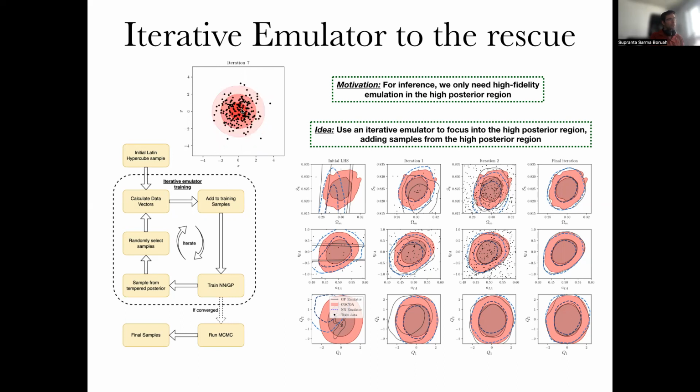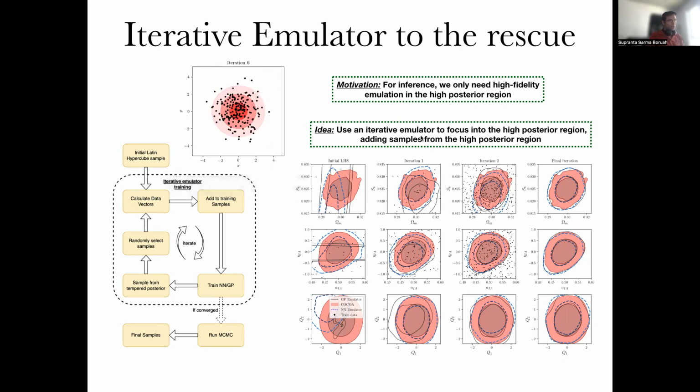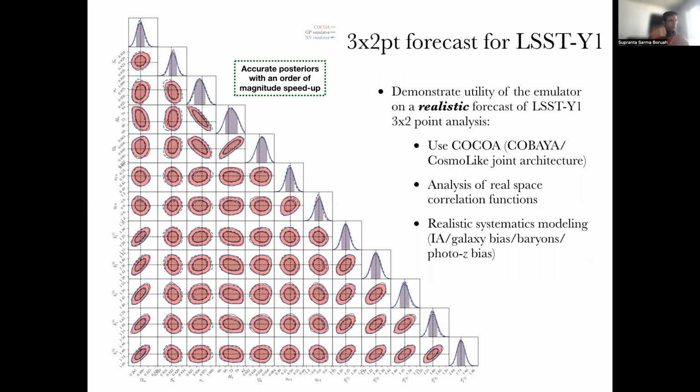Iteration 0 is where I've just drawn from the prior range and then trained our emulator, so that we then sample from the high posterior region and add that onto the training sample, until there are more and more points in the high density region. Doing so leads not only to accurate emulation, but also to a lot of speed up.